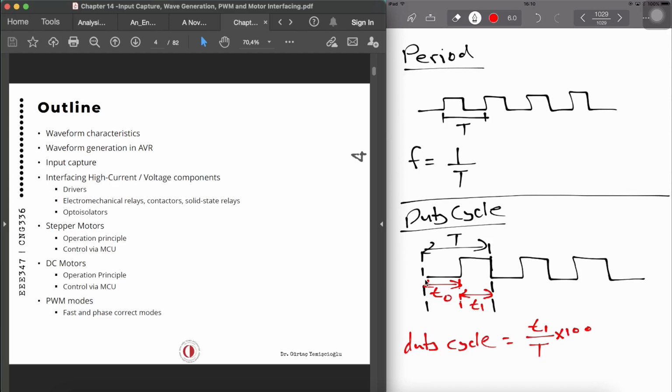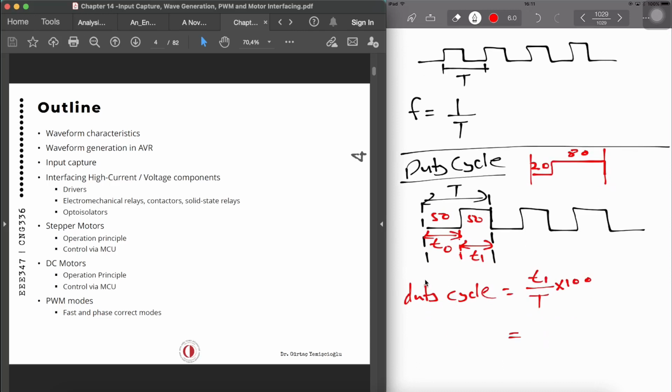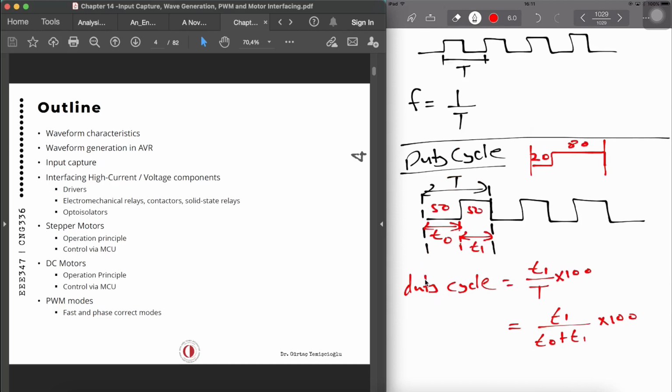So for example, 50% duty cycle means this is going to be 50 and this is going to be 50. Or if we are talking about 80% duty cycle, then it is something like this. Because this is 80, this is going to be 20 in one period of time. So this is how we are setting the duty cycle. And we can say that this is equivalent to T1 over the period, T0 plus T1, times 100. So this is how we do the duty cycle of a wave.